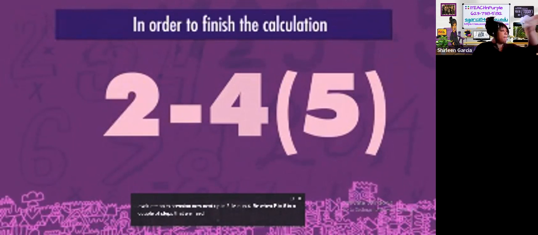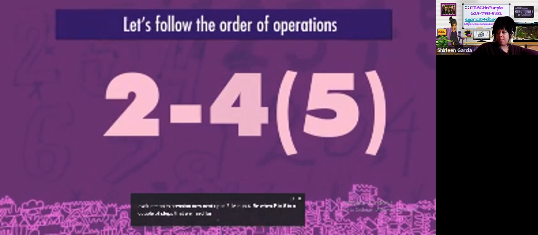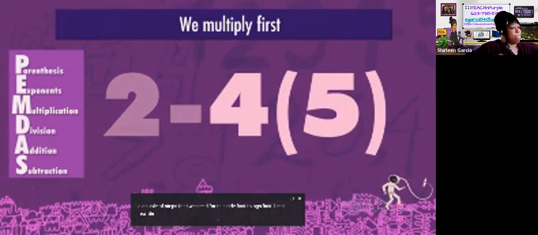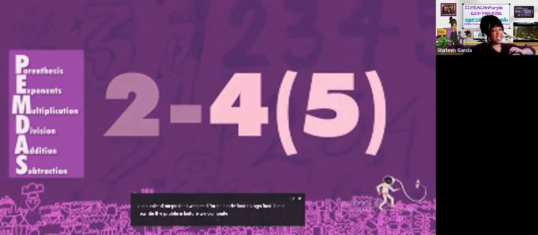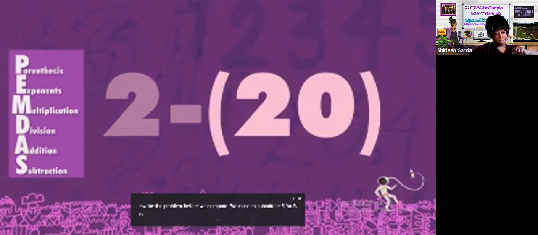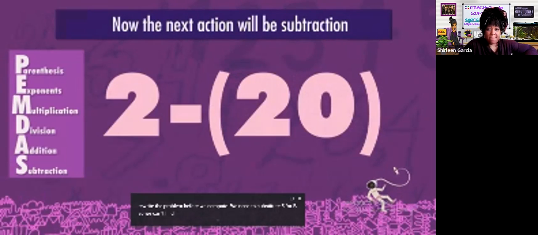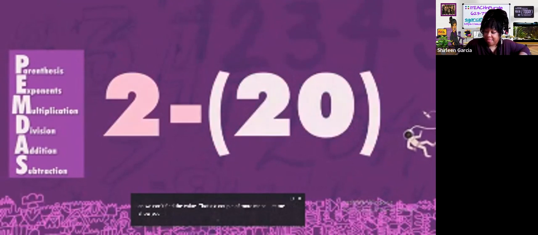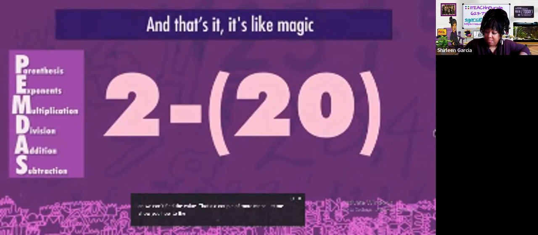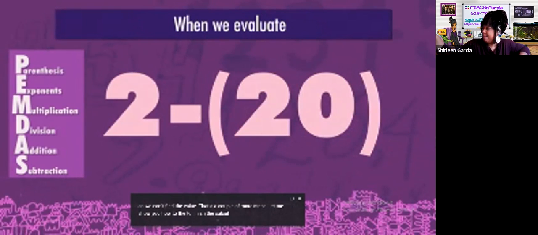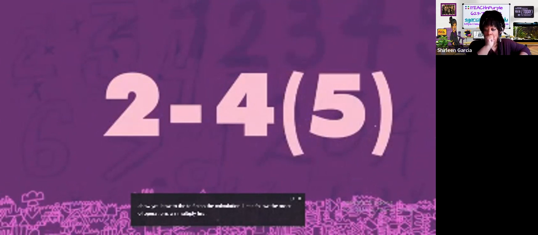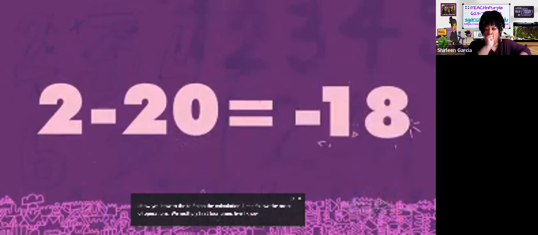In order to finish the calculation, let's follow the order of operations. We multiply first. 4 times 5, I know that's 20. Then we rewrite. Now the next action will be subtraction. 2 minus 20, and it's like magic. When we evaluate 2 minus 4b, when b is 5, it equals negative 18.